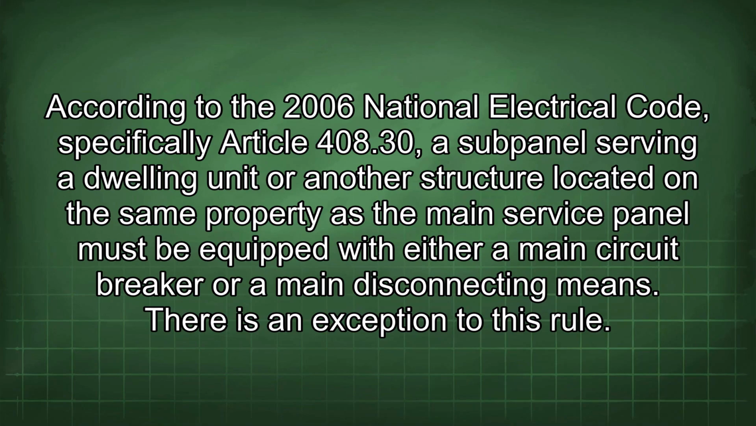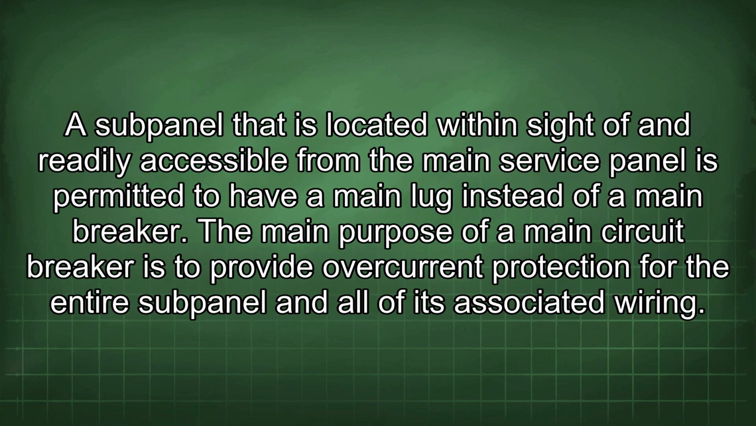According to the 2006 National Electrical Code, specifically Article 408.30, a subpanel serving a dwelling unit or another structure located on the same property as the main service panel must be equipped with either a main circuit breaker or main disconnecting means. There is an exception to this rule. A subpanel that is located within sight of and readily accessible from the main service panel is permitted to have a main lug instead of a main breaker.